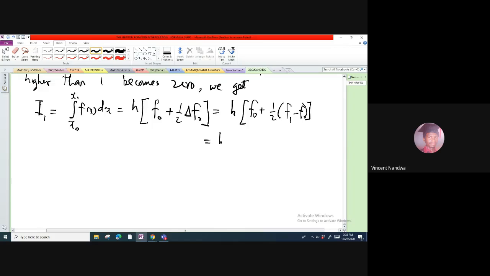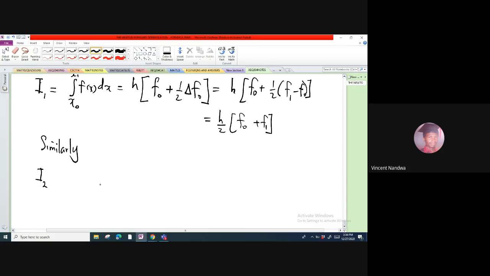So this will give us h over 2 into f0 plus f1. Similarly, I2 will be the integral from x1 to x2 of f of x dx, which will be given by h over 2 into f1 plus f2.